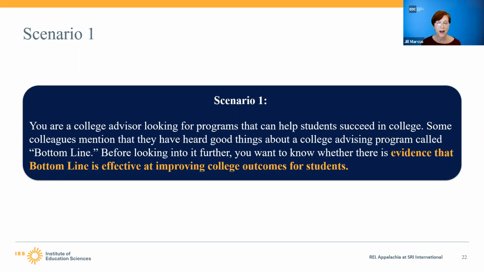Let's say you are a college advisor looking for programs that can help students succeed in college. Some colleagues mentioned that they've heard good things about a college advising program called Bottom Line. Before looking into it further, you want to know whether there is evidence that Bottom Line is effective at improving college outcomes for students. So the intervention you want to look at is Bottom Line, and the outcomes you want to look at are those related to college access and enrollment, college credit accumulation and persistence, and college degree attainment. Let's walk through the steps for finding that information.